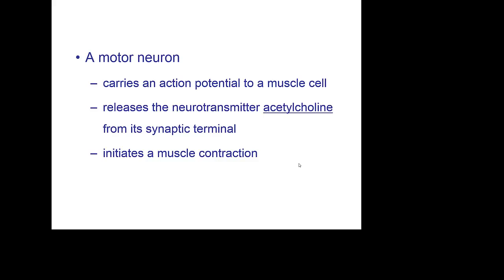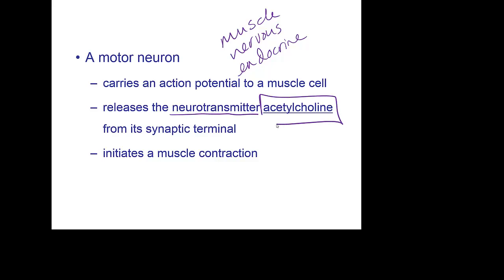So in neuromuscular junctions, some folks refer to this as a motor neuron or a motor unit. What we're looking at is the interaction between your muscle system, your nervous system, and your endocrine system. Your endocrine system deals with hormones and chemicals and the release of those. So we actually look at this neurotransmitter known as acetylcholine to be released and cause a muscle to contract.